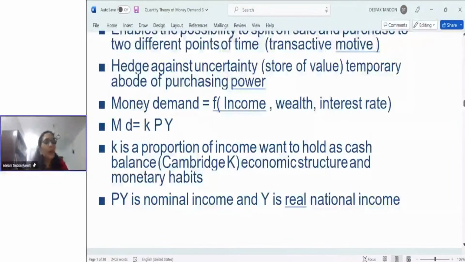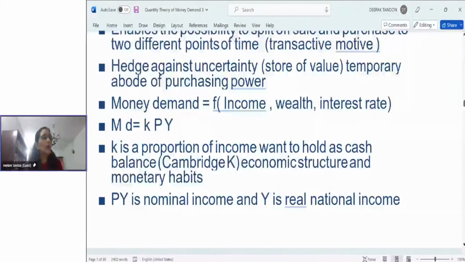So you are not worried about your future, about future security or about generating wealth. You're only worried about spending today. So if you are concerned with more and more spending today, then in that case, K value will be higher and higher, isn't it? So, monetary habits and economic structure.